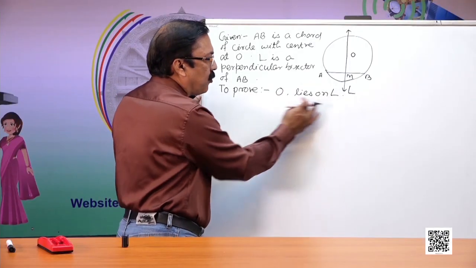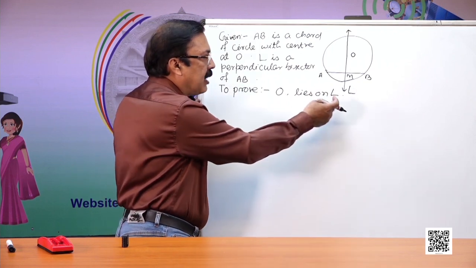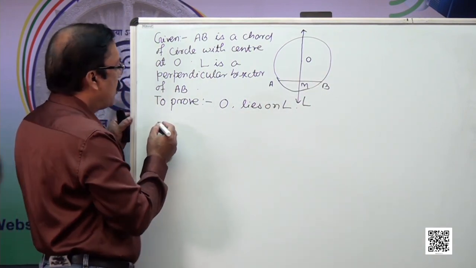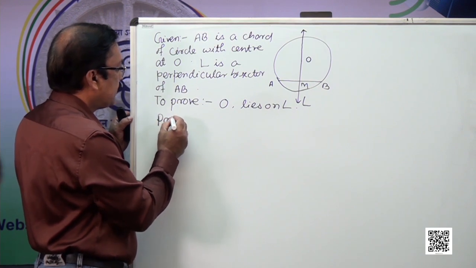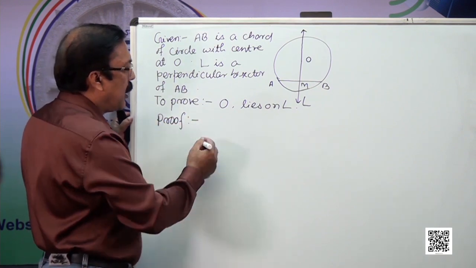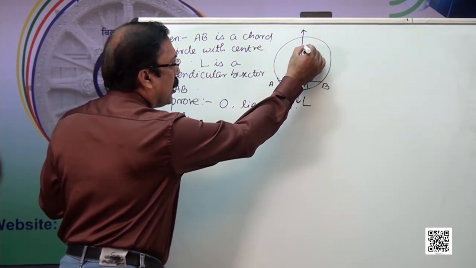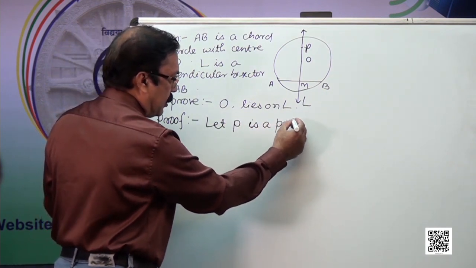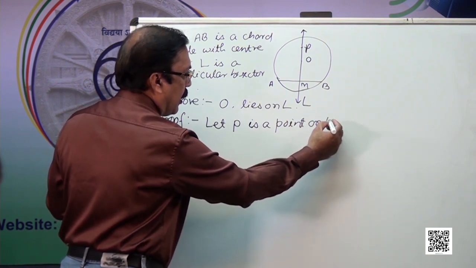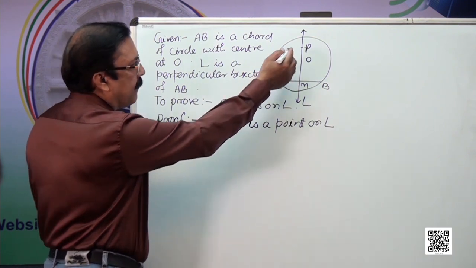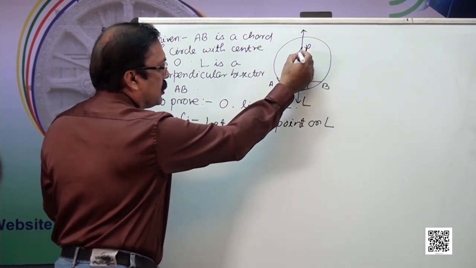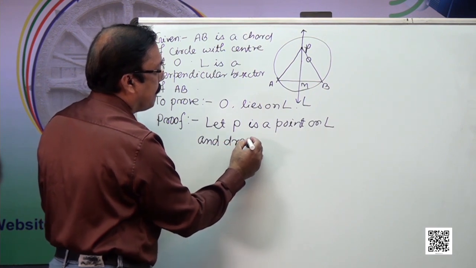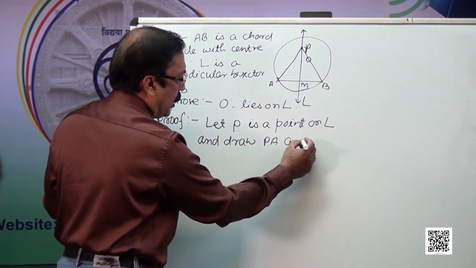So before going to prove this O lies on L, let's prove that any point on this line L is equidistant from A and B. So we can write, if we take a point P on L. Let P be a point on L. This implies, if P is a point on L, let's draw PA and PB.